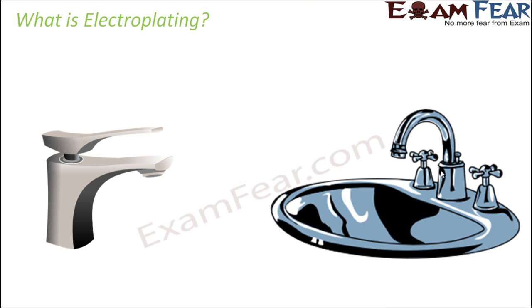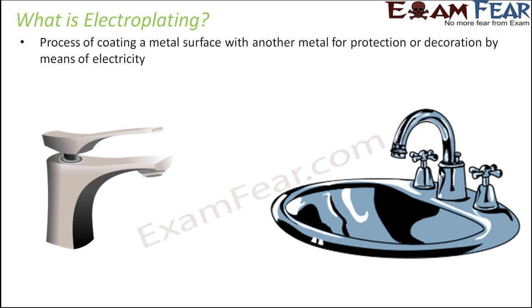So based on this, let us see how we define electroplating. It is a process of coating a metal surface with another metal for protection or decoration by means of electricity. And that is why the name is electroplating. Electro means electricity. With the help of electricity, we create a plating of one metal over another metal. So how electricity plays a role in this process, that is what we will see in the next few slides, that in presence of electricity only this process of electroplating takes place.